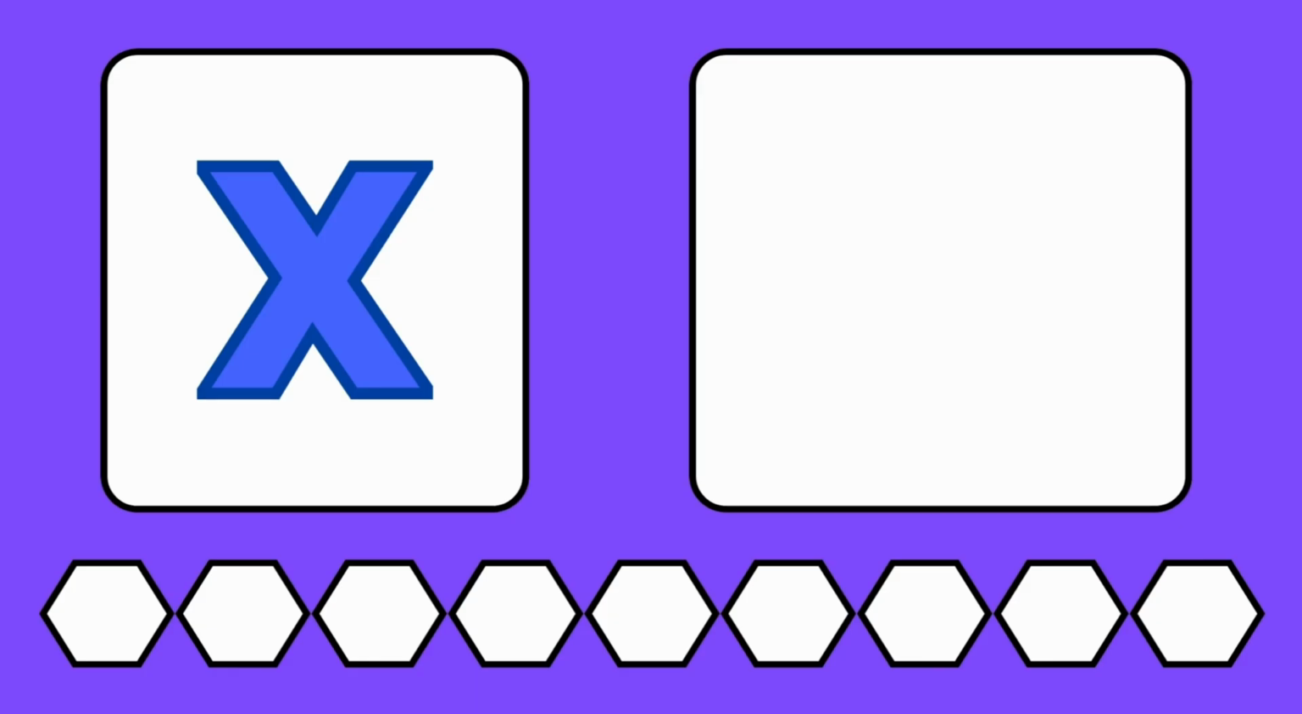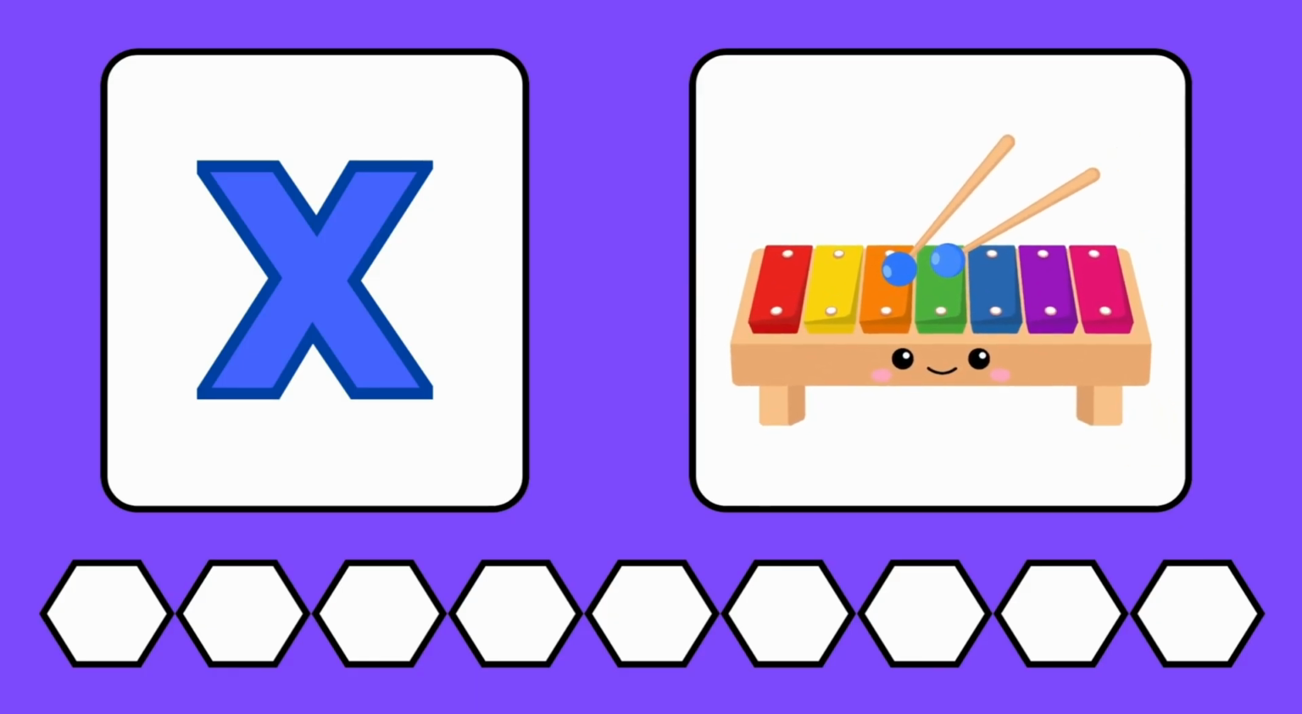X. X is for xylophone. Let's spell it. X. Y. L. O. P. H.